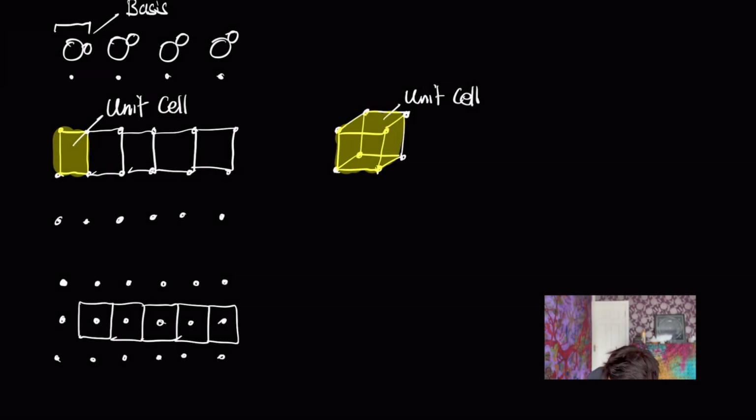So now we come on to the concept of primitive cells. And a primitive unit cell is a unit cell which only encompasses one lattice point in total. So the two unit cells that I've drawn out so far are both primitive unit cells because in both instances they encompass one individual lattice point.